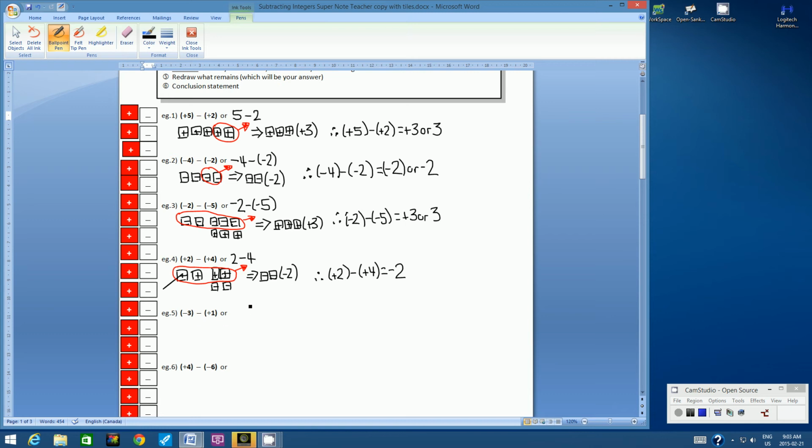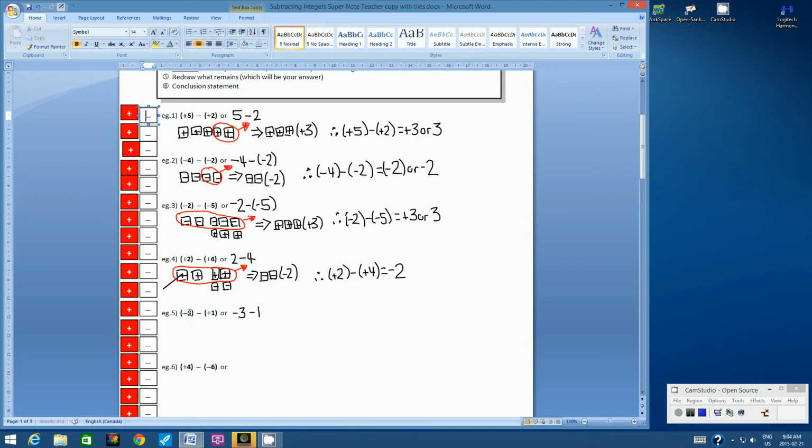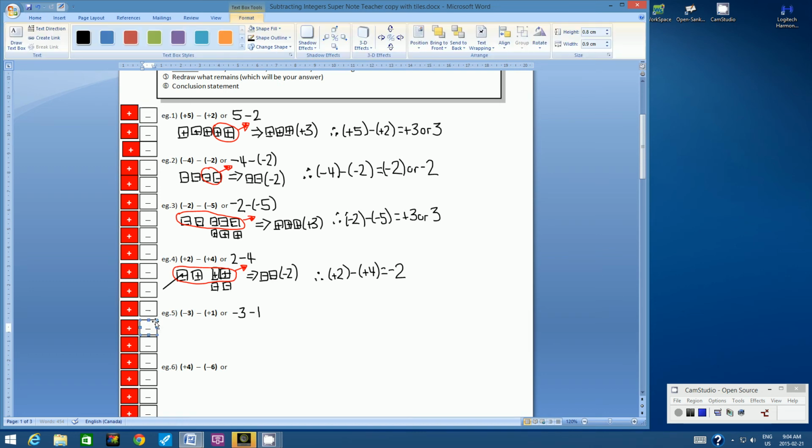So let's rewrite that in standard form. -3 in brackets can be rewritten as -3 without brackets. Subtract +1 in brackets can be rewritten as simply 1. -3 subtract 1. Okay, so let's work with our tiles. Let's build the first integer, -3. So let me bring over 3 negative tiles. Here we go. Okay. And then we're asked to take away the second integer.